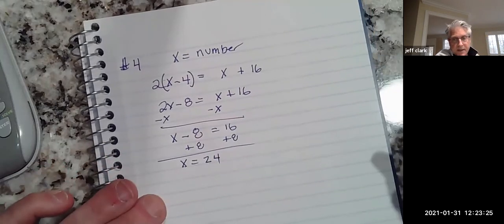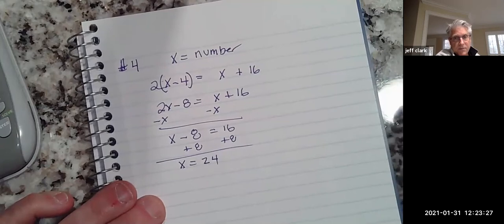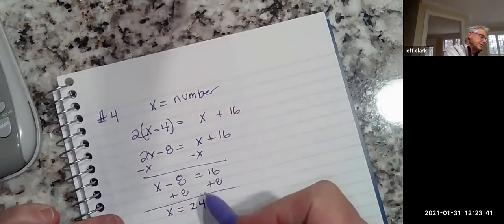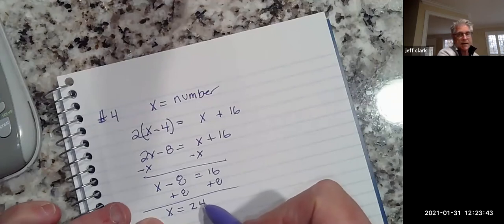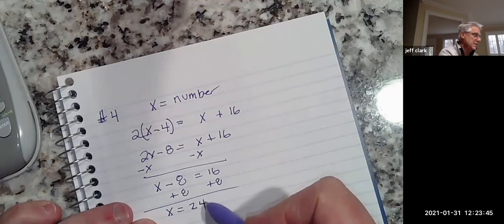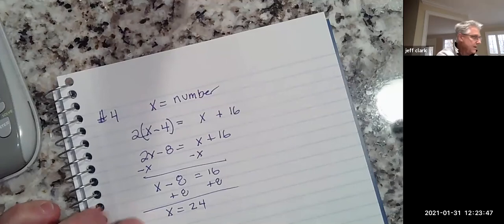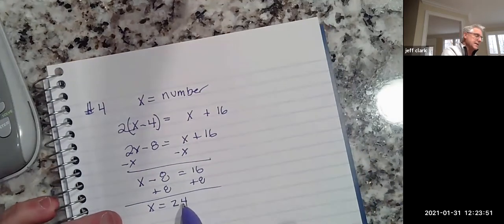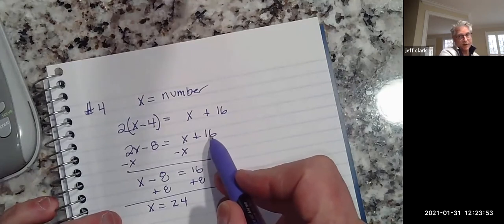So it appears to be 24. So again, the difference of a number, the difference of 24 and 4, is 20. If that's doubled, that's 40. It's the same thing. So if the difference of the number and 4 is doubled, so 20, 40, it's the same thing as this number added with 16, which is still 40. So it checks out.